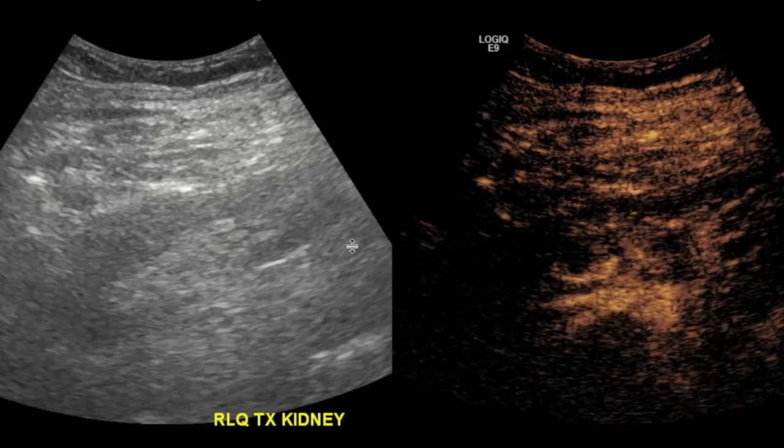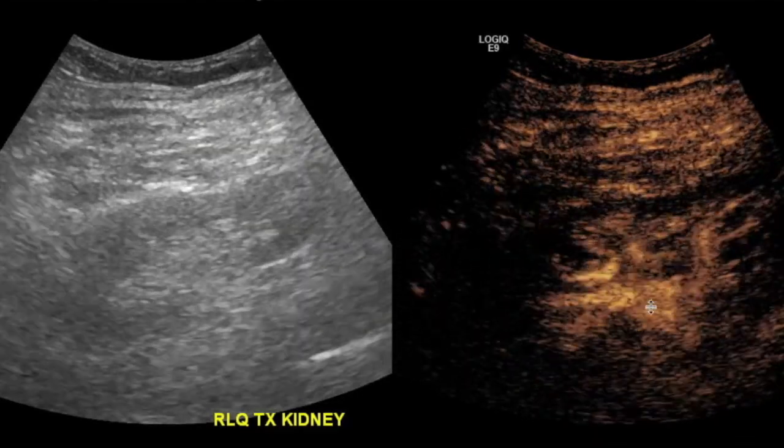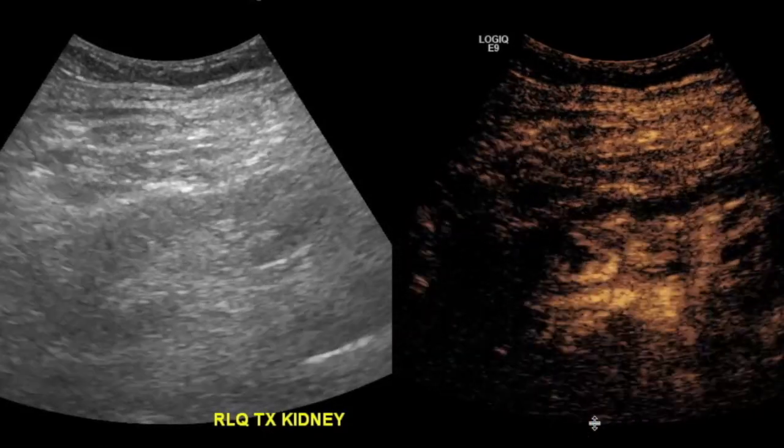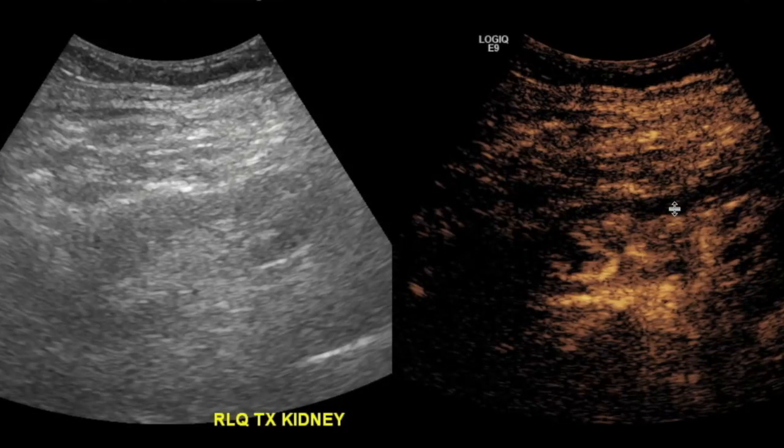So here's a contrast-enhanced ultrasound that was performed. You can see contrast coming into the central portions of the kidney here. But if we look in the peripheral area, this thin hypoechoic region that isn't taking up contrast ends up being acute cortical necrosis.